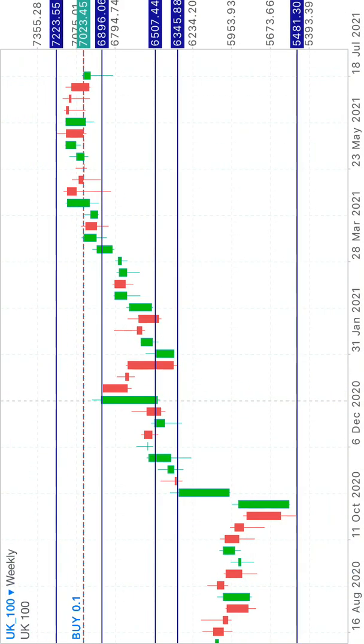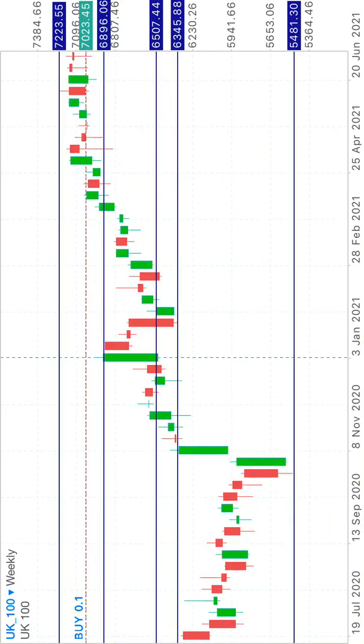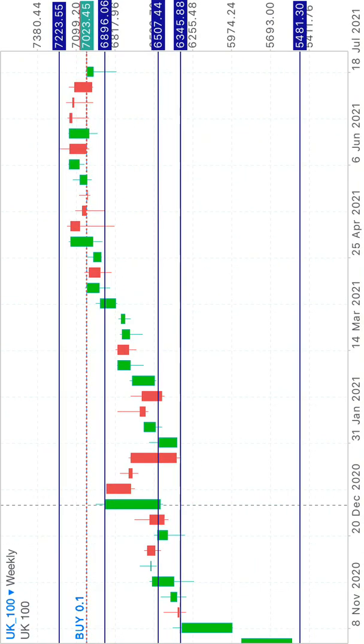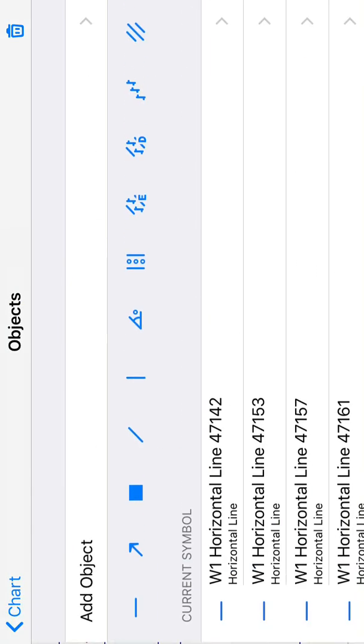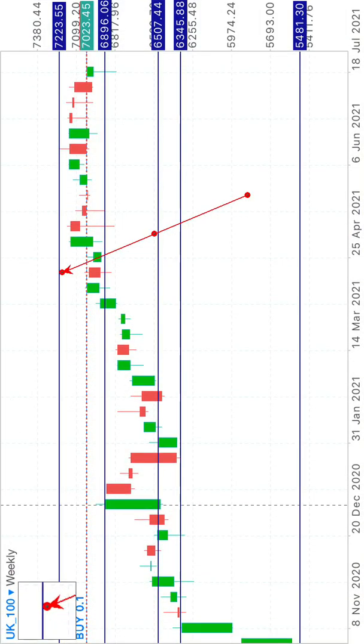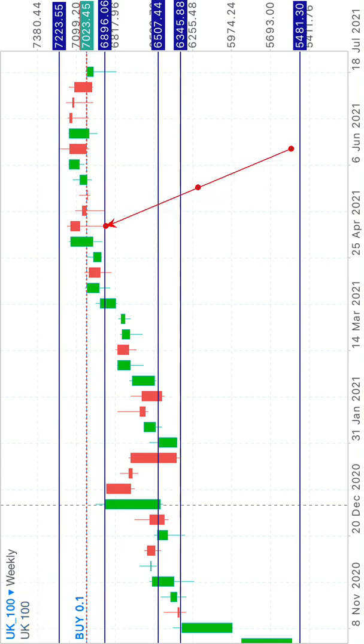For now, the points that are very important are these points, which are 7223 and also 6896. These are very important points. Why? Because the current price is very close to those points which I've mentioned.